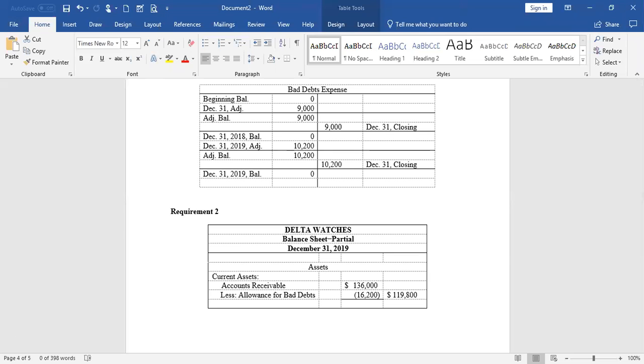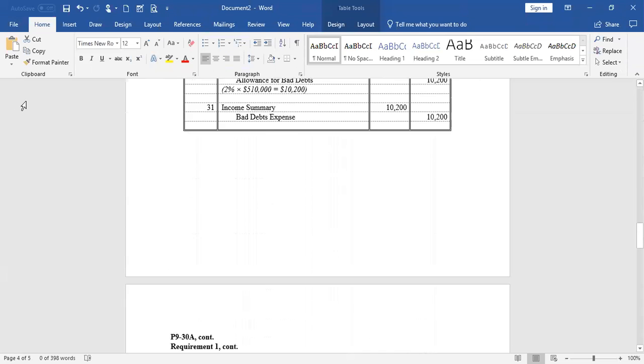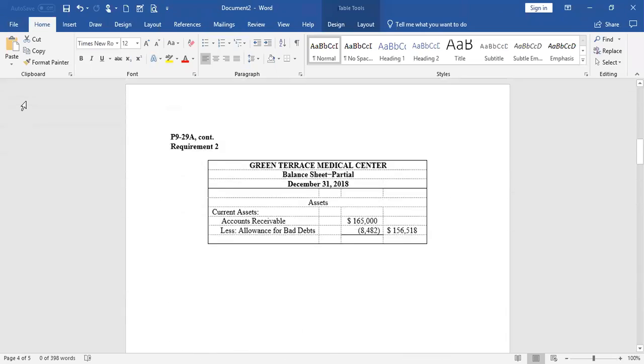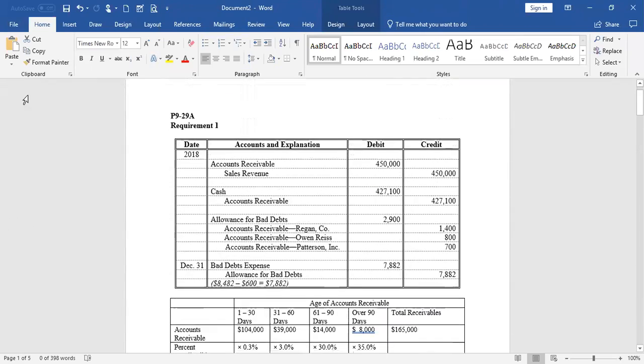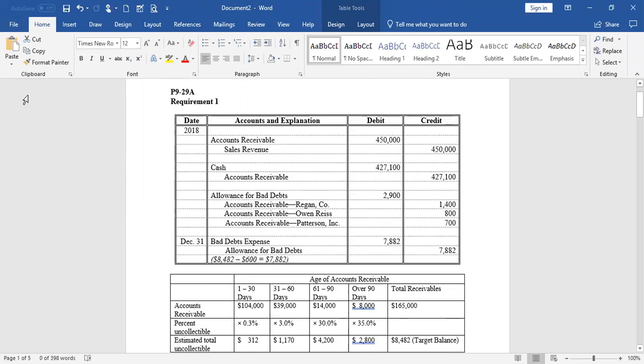Okay, so that's the first way of estimating using sales. Now let's take a look at the other method. This method is the same thing, it's the allowance method. We estimate for future bad debts in the year that the sale occurs. But in this method of estimating, we use accounts receivable instead of sales to estimate.